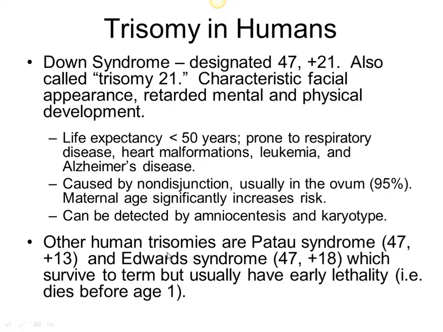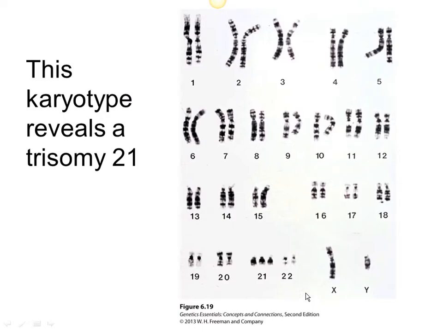Now, some other human trisomies that are viable are one called Patau syndrome, which involves an extra copy of chromosome 13, and Edwards syndrome, which has an extra copy of chromosome 18. But these, even though they survive to live birth, usually die early in the first year of life.